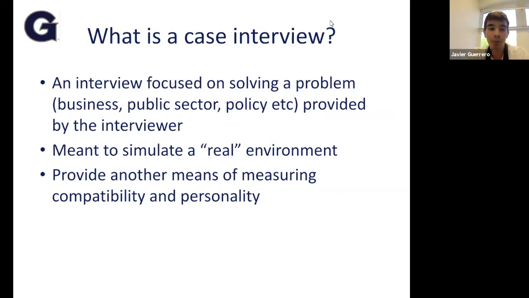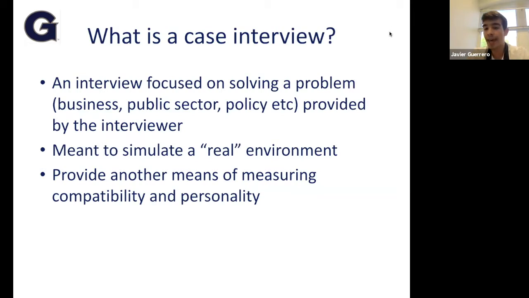So, Jim, jumping right in, what exactly is a case interview? It's an interview focused on solving a problem that's provided to you by your interviewer. Depending on the firm you're interviewing with, it may be a little bit more industry specific, but typically you're going to see some general business problems. And what it's meant to do is simulate a real environment in the consulting workplace.